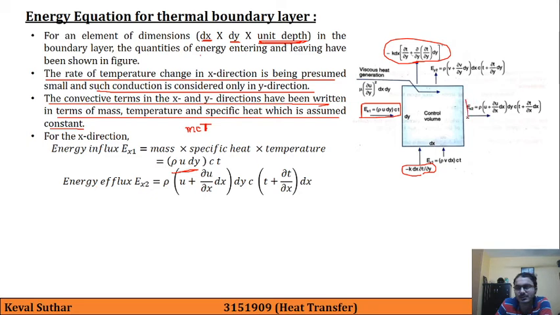Now if we discuss this portion, here as we have passed through the distance dx in the control volume, u plus del u by del x into dx is this, and instead of T we can write T plus del T over del x into dx. So there is one correction here.